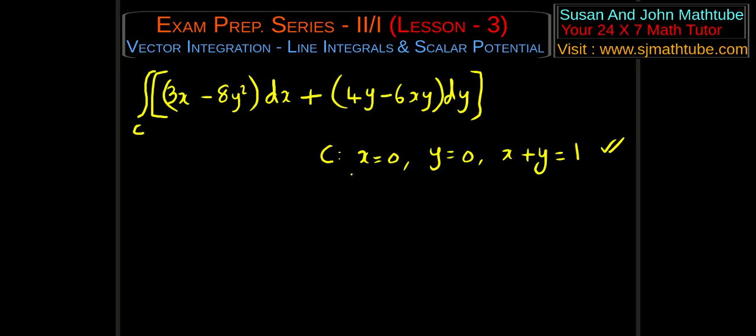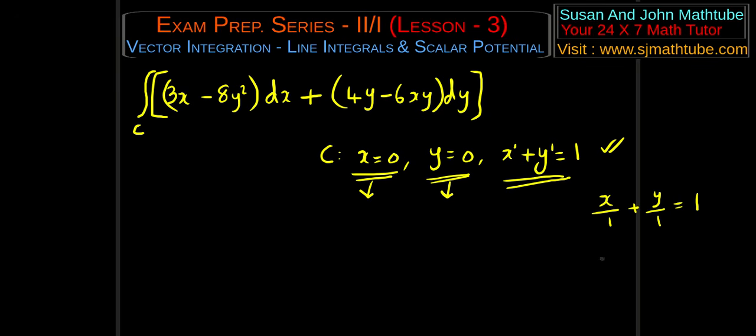Now look at this. X equal to 0 is the y-axis, y equal to 0 is the x-axis, and this is a line. And how do you know it's a line? Look at the degree of x, that is 1. Look at the degree of y, that is 1. So definitely it's a line. And the best method to draw a line is put it in intercept form. And this is really easy. X by 1 plus y by 1 equal to 1.